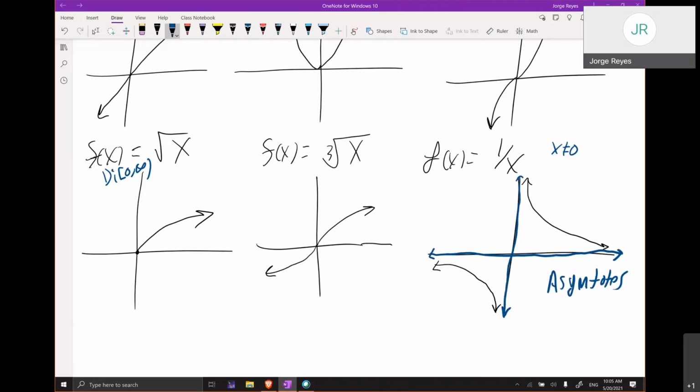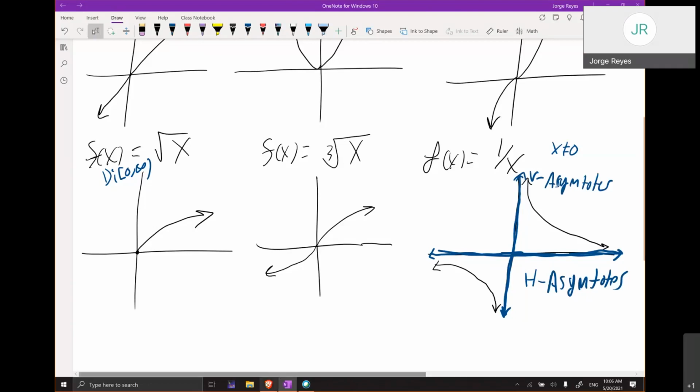Okay, and this one has two. It has a horizontal asymptote, which is this flat one here, and it has a vertical asymptote. And really, what an asymptote is, is just a line, right? A straight line that the function likes to get closer and closer and closer to, okay?